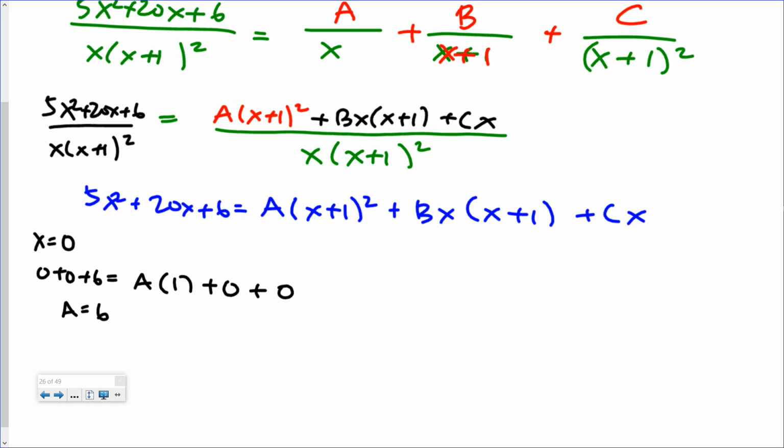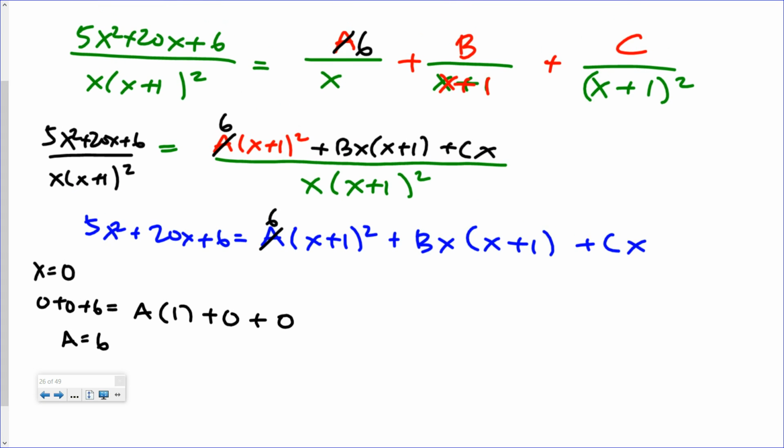Let me go ahead and replace this. A is 6. And then come back up here, and I've already got 1/3 of my terms. Pretty good. All right. What's another good number for x? All right. Let's try x is -1.